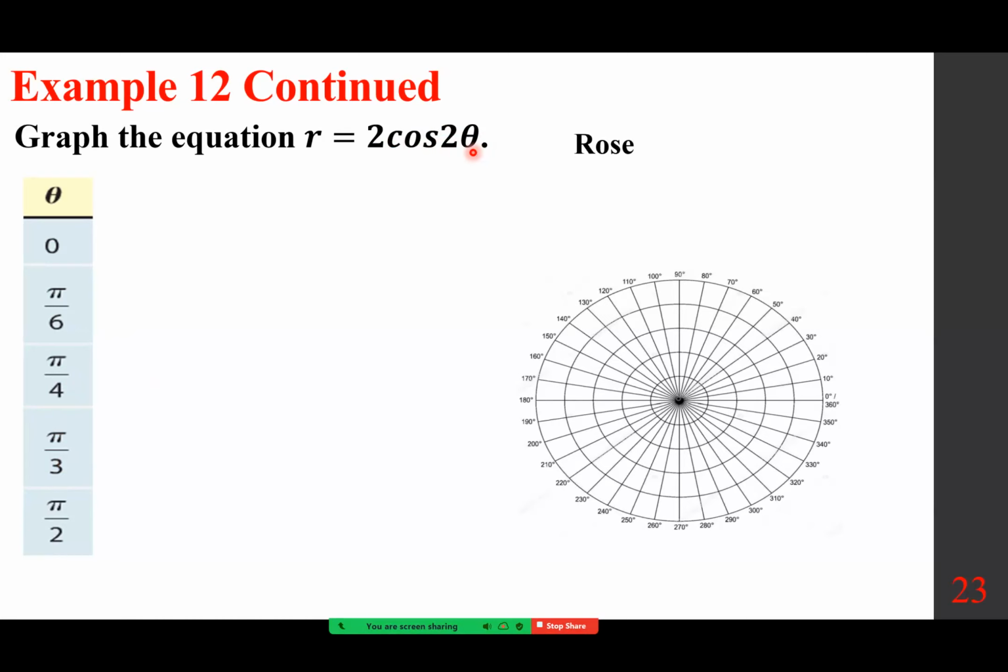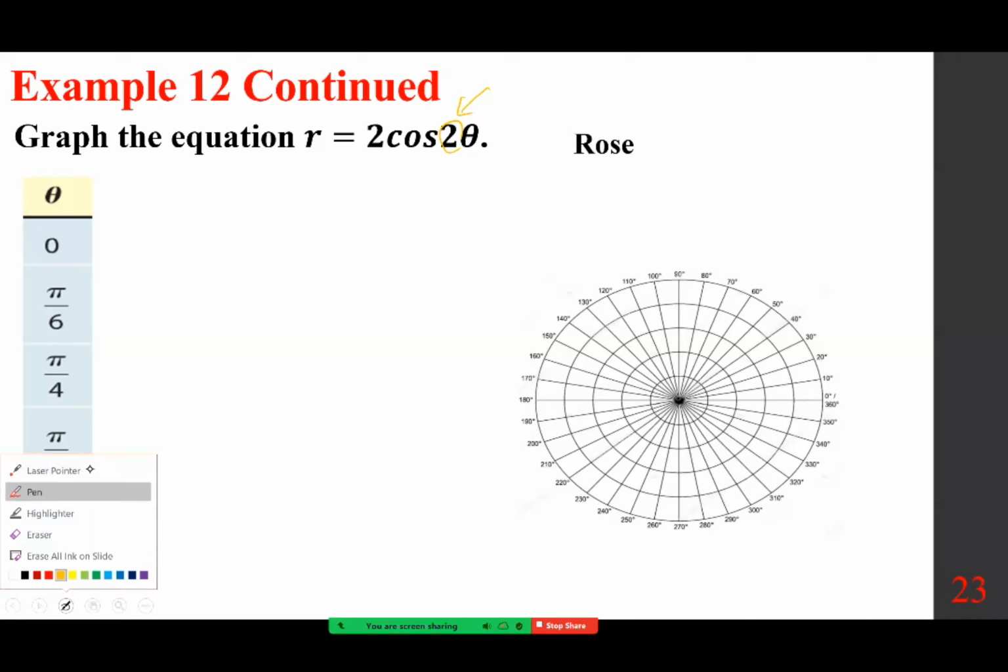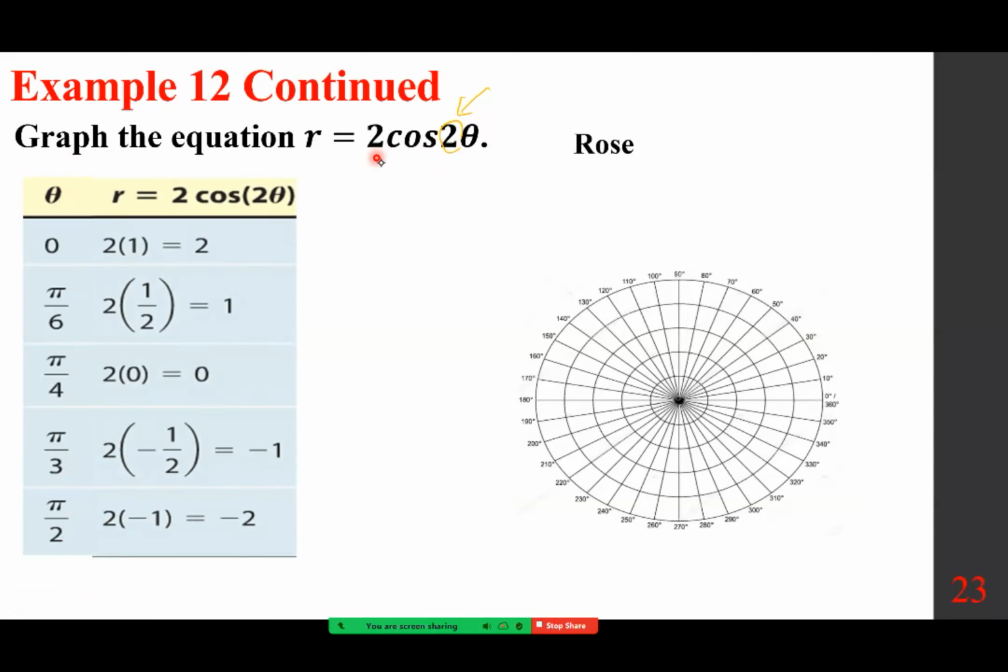Pi over 2 times 2, because of this class. Again, let me just do this. I want to make sure. Because of this, I'm multiplying this by 2. Okay, everybody? I'm multiplying all these angles by 2. Pi over 2 times 2 makes it pi. What is cosine of pi? Negative 1. Therefore, times 2, negative 2.